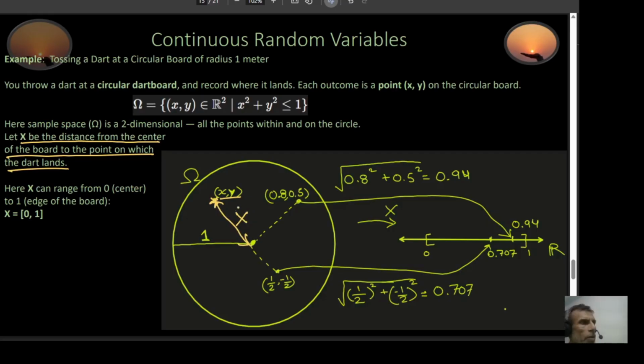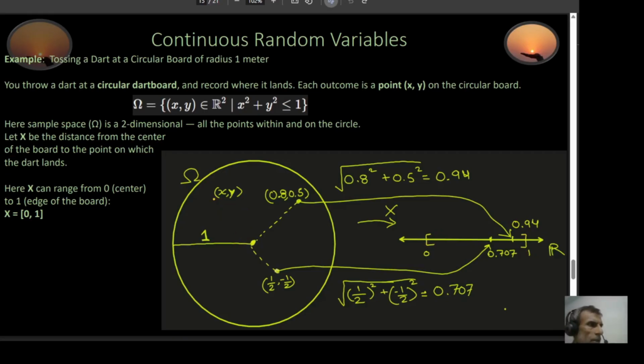Now if you think about it, your X can go anywhere between 0 and 1, because your dart can land over here, in which case your X is 0, or your dart can land over here, in which case your X is 1. So your X can go from 0 to 1. This is all your X can take. Okay, so let's understand this through an example.